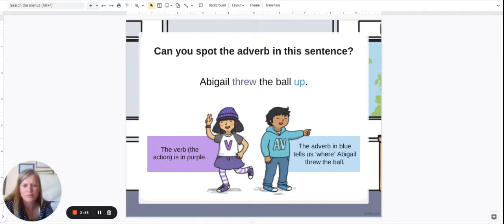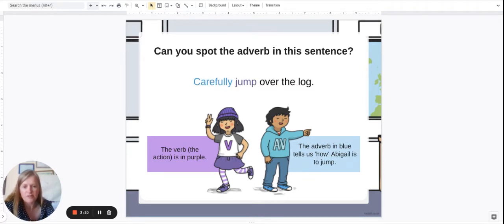Abigail threw the ball up. Did you see that the word up is not right beside threw? The adverb doesn't always come right beside the verb, which can be a bit tricky sometimes. It often does, but it doesn't always. So here, the adverb, which is up, is telling us where Abigail threw the ball.